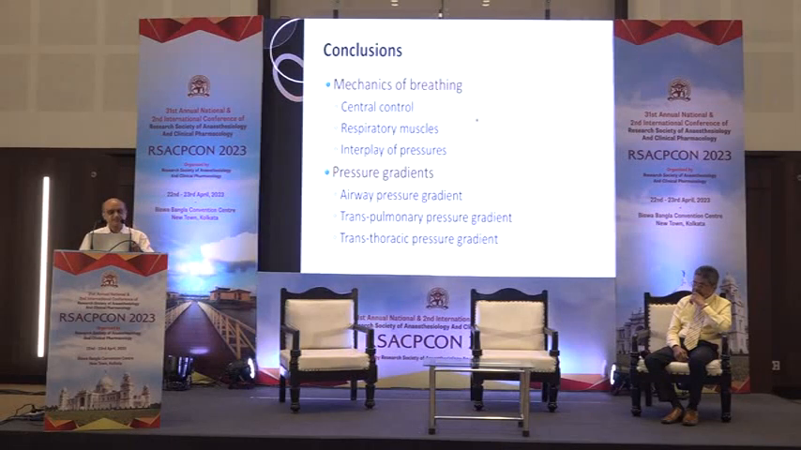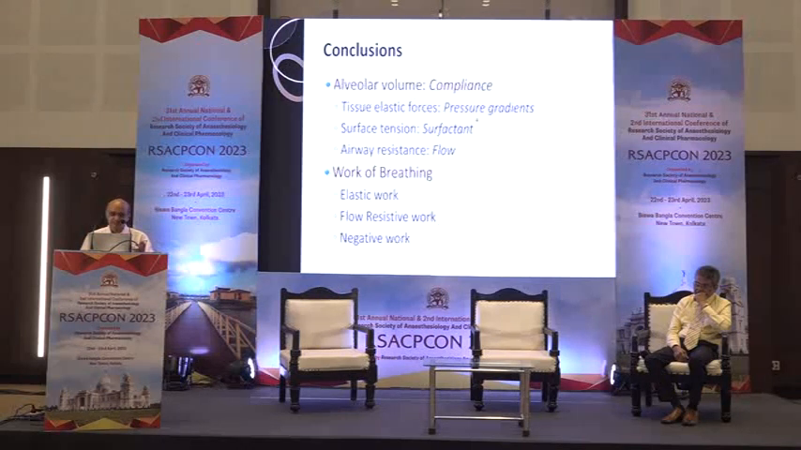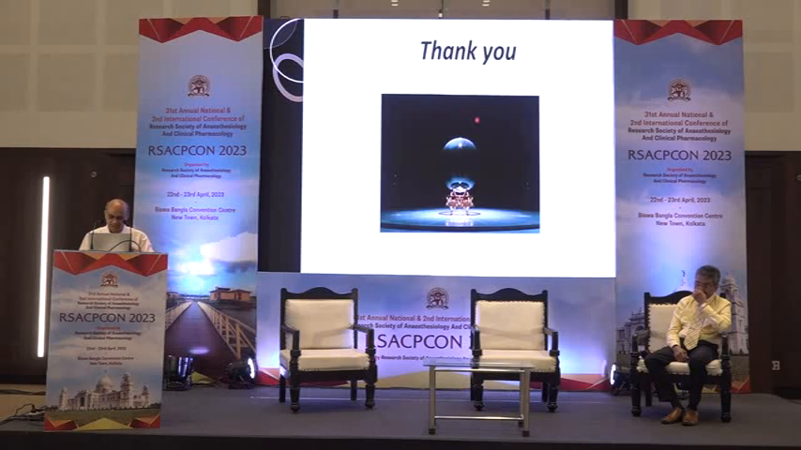So in conclusion, the mechanics of breathing need a central control, which controls the respiratory muscles, which in turn produce a pressure gradient for the movement of air across the airways. We need to remember the airway pressure gradient is basically across the airways. The transpulmonary gradient is because of lung compliance, and the transthoracic gradient is because of chest wall compliance. The alveolar compliance again is determined by the elastic forces, the surface tension, and the airway resistance. Thank you very much.